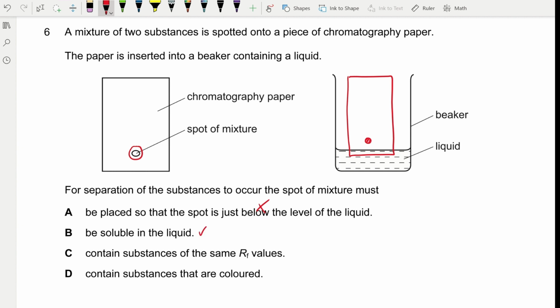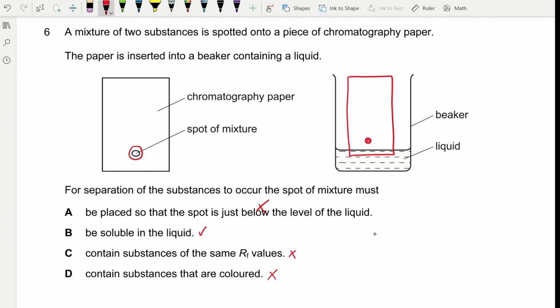Yes, this is true, because if it's not soluble, the spot will not be traveling up. It will just stay where it is. Contain substances of the same RF value? No. Contain substances that are colored? Not necessarily, because as long as the substances are soluble in the liquid used, we can separate the mixture.